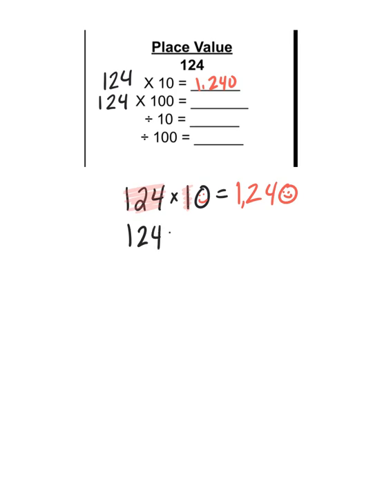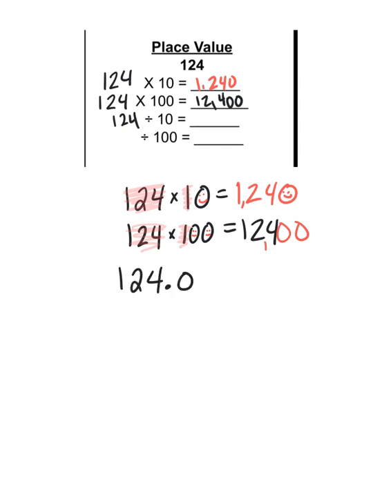Next, to multiply 124 times 100, we're going to do the same thing. Multiply your non-zero digits first. So 124 times 1 is, of course, 124. And then I have 2 zeros to add. So my product is going to be 12,400.